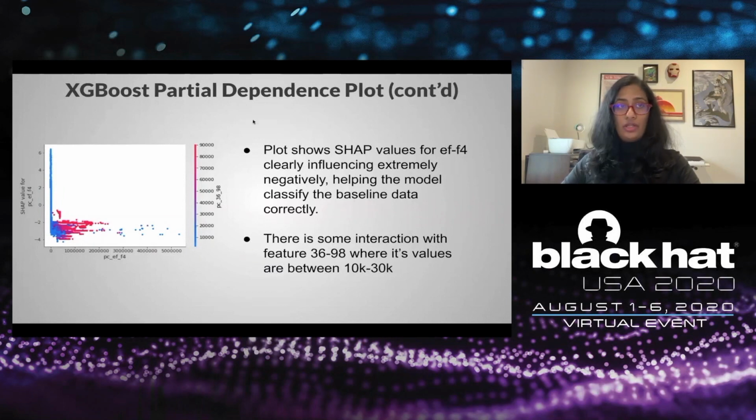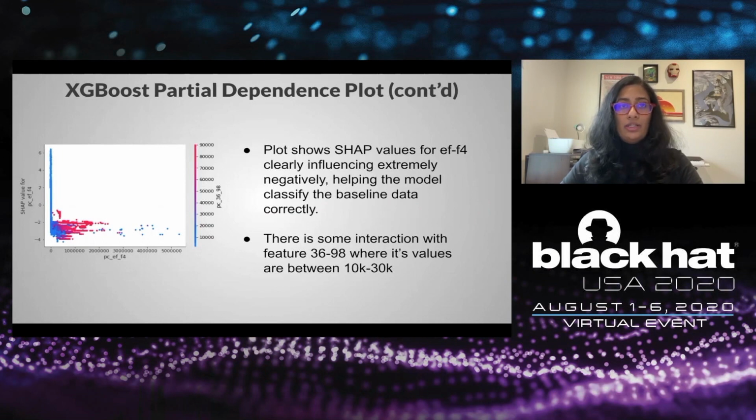If you see, there's a big cluster of blue data points. The blue data points here denote the non-malicious baseline data points, and the red ones denote the attack data points, right? There is a huge cluster of blue on the top left corner, and clearly, the higher the SHAP value for EFF4, there is a clear delineation where it classifies the baseline data correctly.